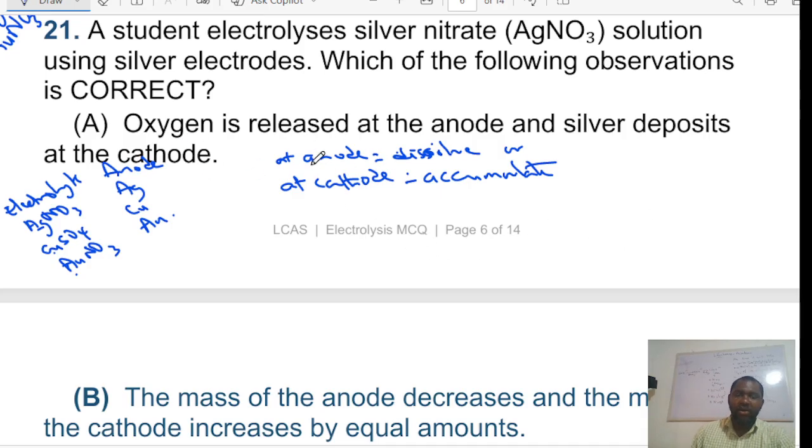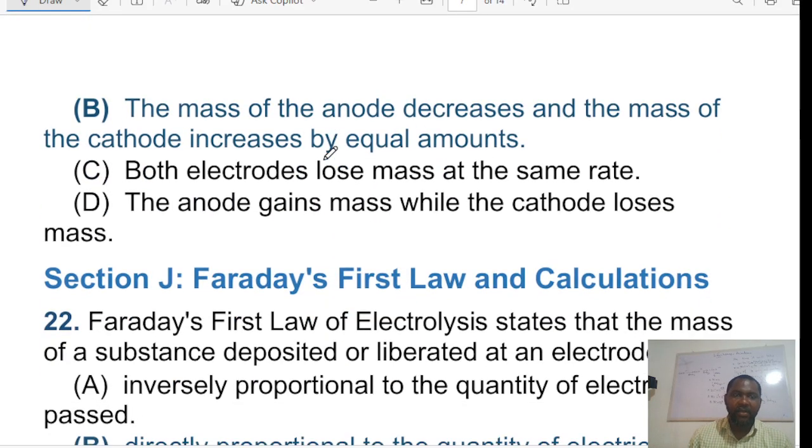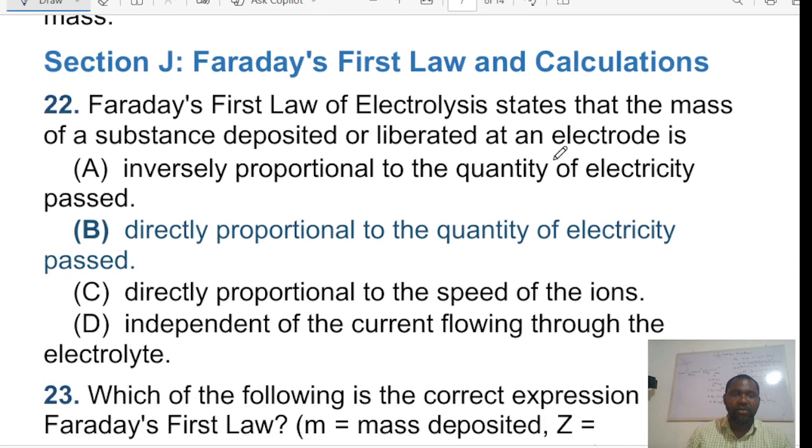Option A, oxygen is released at the anode and silver deposited at the cathode. That's not true. That does not happen in this case. B, the mass of the anode decreases and the mass of the cathode increases by an equal amount. That is exactly the answer. B is the answer. The anode will reduce and the cathode will increase. Very important.